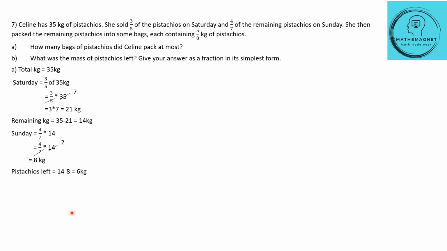Now the question here is, she packed the remaining, that is the remaining 6 kgs, into some bags, and each bag contained 5 by 8 kg of pistachios. Now to find the number of bags, we have to divide the total by the amount in each bag. So that is 6 divided by 5 by 8 kg, which is equal to, division becomes multiplication, 5 by 8 becomes 8 by 5. So 6 into 8 by 5 is equal to 48 by 5, and it can be written as 9 3 by 5.